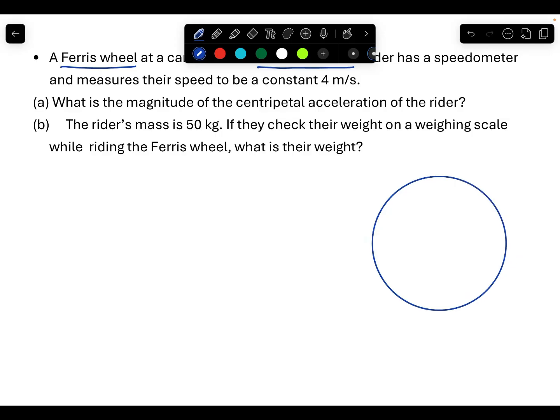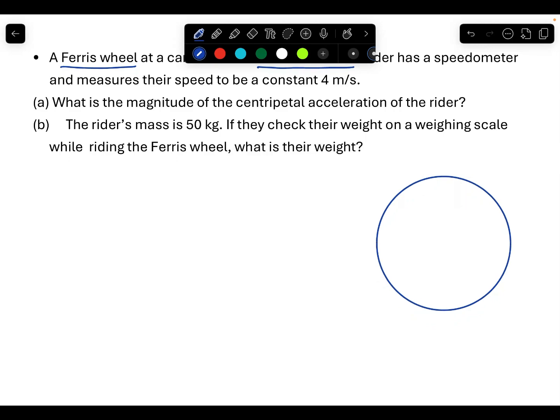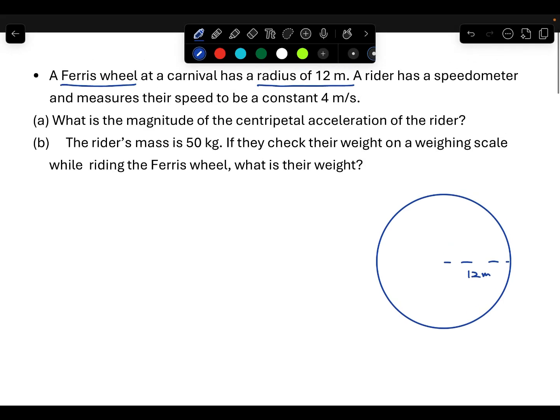So I'll first draw a circle. That's my Ferris wheel, and its radius is given to me as 12 meters. A rider in this particular Ferris wheel, let's say my rider is at the top here. This person has a speedometer and they measure the speed to be a constant 4 meters per second.